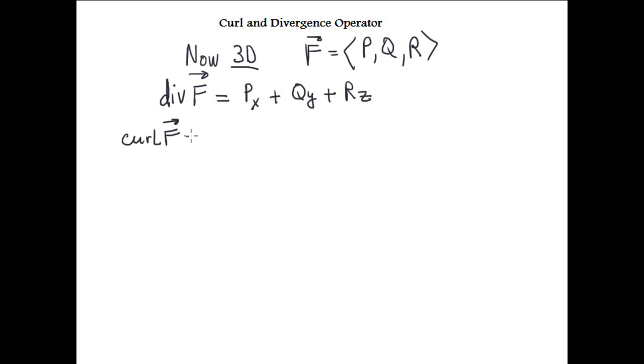Because first of all, the curl, the answer is not a function. Well, it's a function, but it's a vector-valued function. It's a vector. And the formula is R_y minus Q_z, comma, P_z minus R_x, comma, Q_x minus P_y. This is the first component, the second component, and the third component. It is very, very hard to memorize that formula.